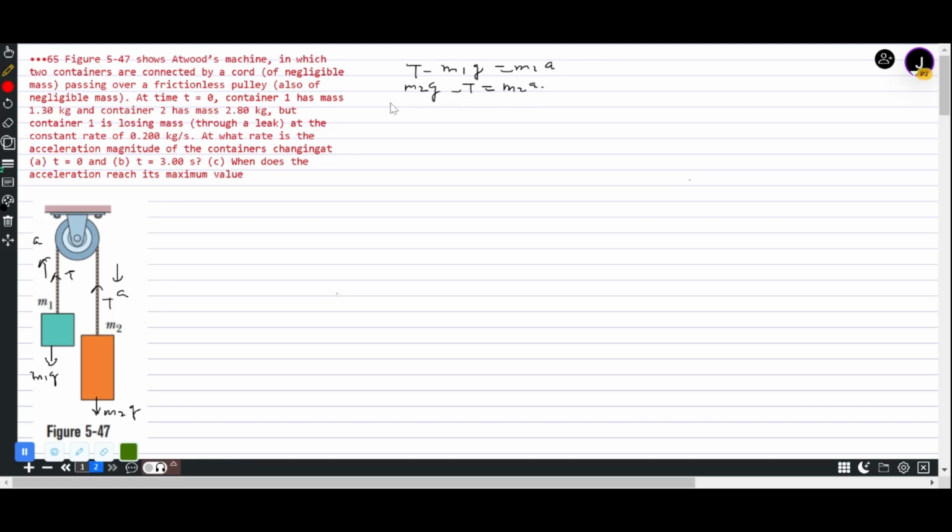Now we will write the equations here, which are again very normal pulley equations. T minus m1g is equal to m1a, and m2g minus T is equal to m2a. Acceleration direction is shown in the diagram. So acceleration is (m2 minus m1) over (m1 plus m2) times g. And we have a special scenario wherein m1 is losing mass, so dm1 by dt is minus 0.2 kg per second.